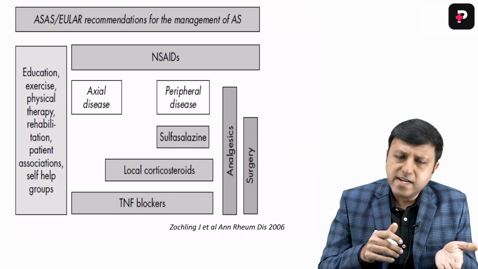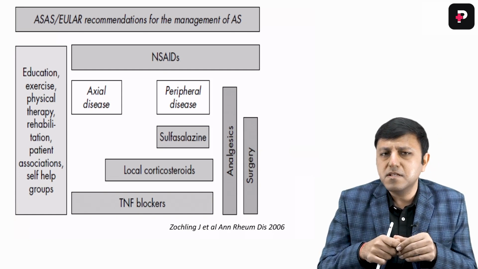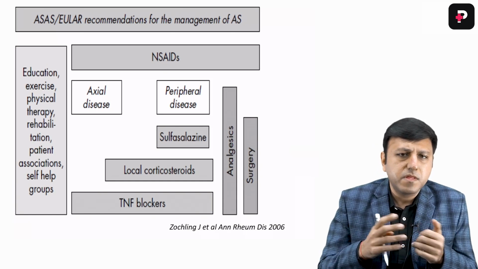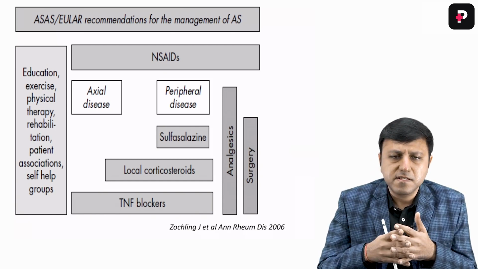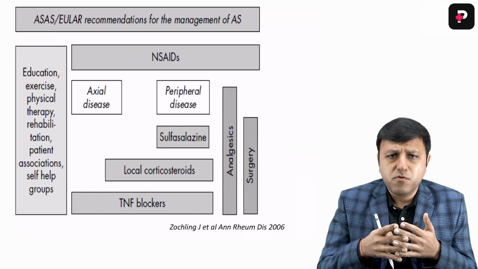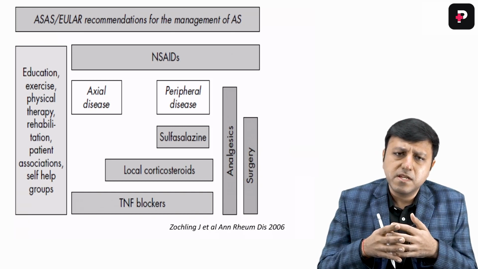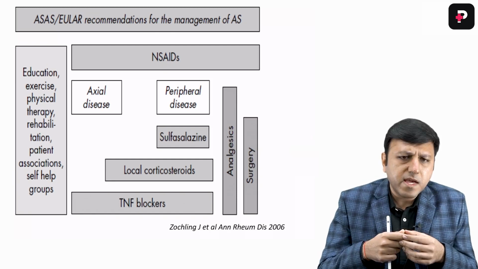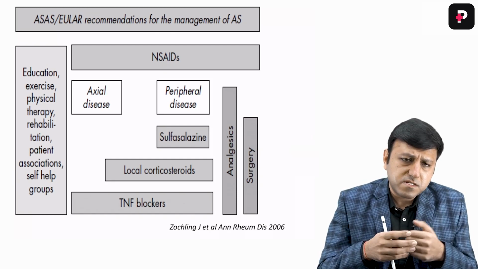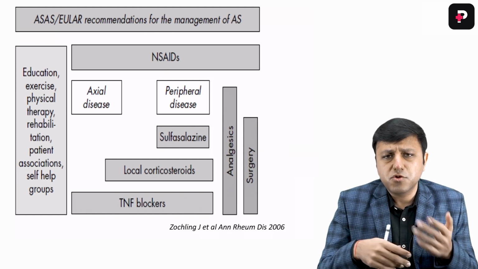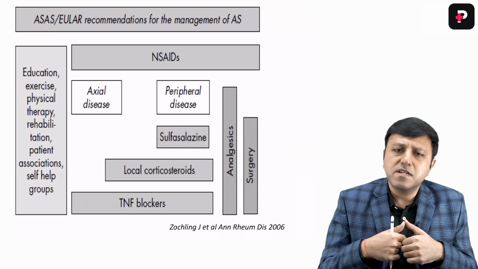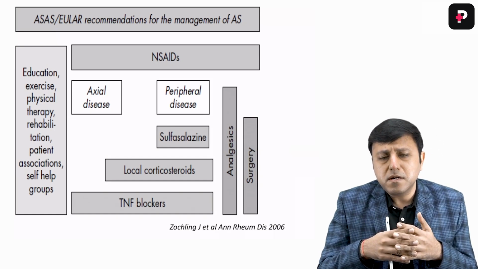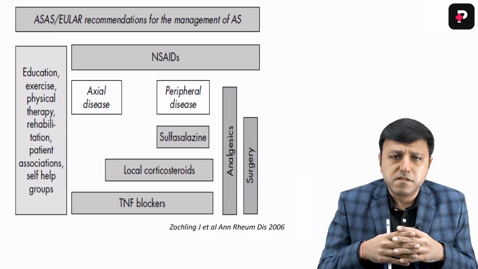You need to educate the patient first about the disease, that this is a lifelong disease requiring lifelong treatment. Then you need to tell them about exercise. Physiotherapy may be required. Rehabilitation may be required in many patients in whom the disease has caused joint damage. Then associations and self-help groups are there to motivate the patient. These patients may have increased risk of depression as well. So, you need to consider many facts about this disease.